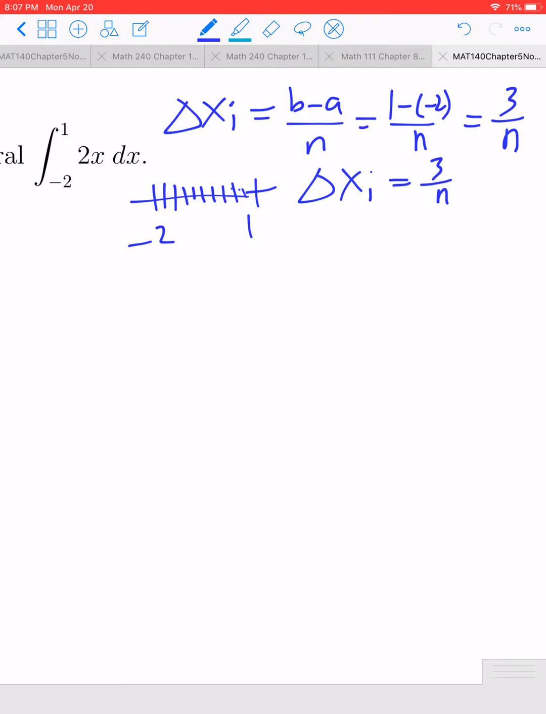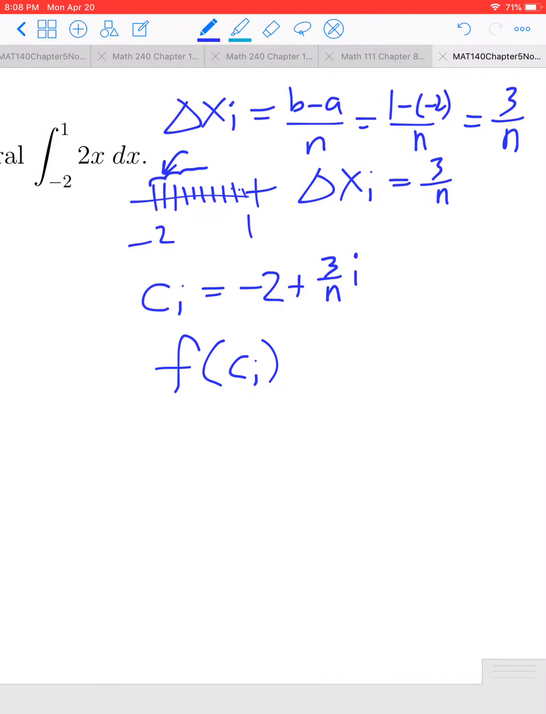I then need to choose a selection point, c_i, within each interval. And for this example, let's just suppose we're going to use the right endpoints. The interval starts at negative 2, and because the width is delta x_i, which is 3 over n, I'm simply adding an additional 3 over n times i to go from one subinterval to the next. So this is going to be our c_i, and now I know my selection point.